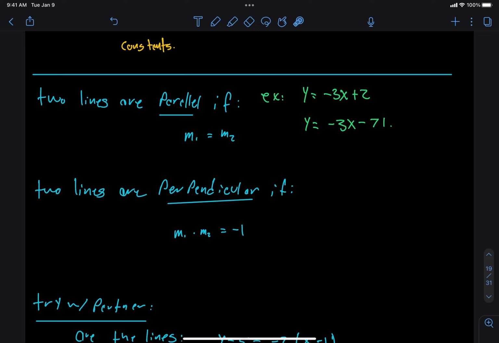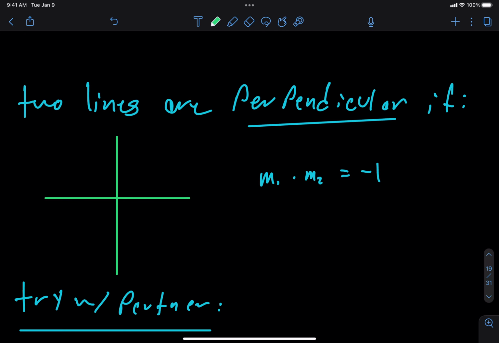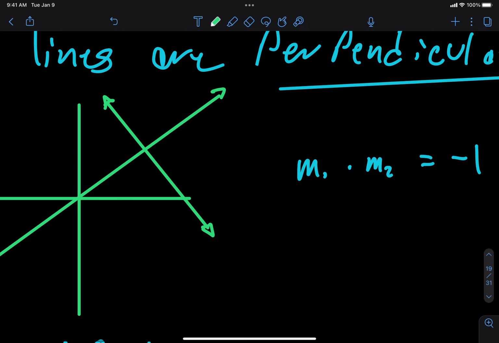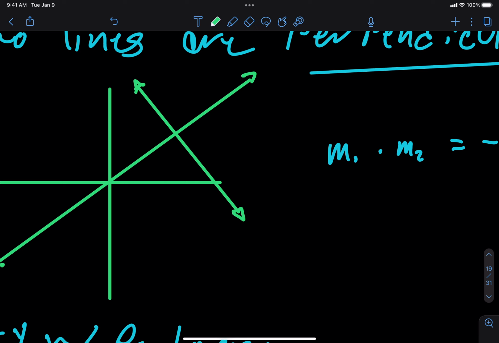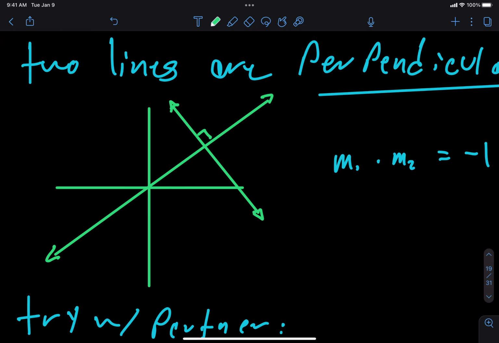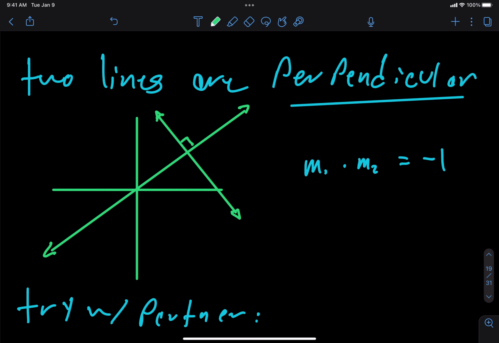And of course, we also have the other kind of lines, which is perpendicular. Now, perpendicular means the following. It means that the two lines that we have meet and cross each other exactly one time. But more than that, we also require that they meet at a specific angle. Namely, it should be a right angle. Okay, it should be a right angle. So this is 90 degrees.